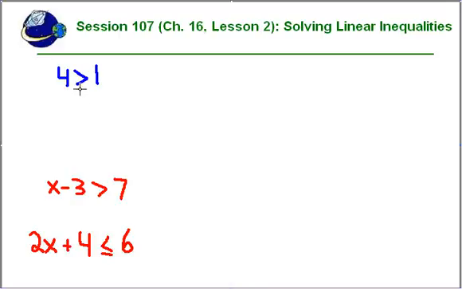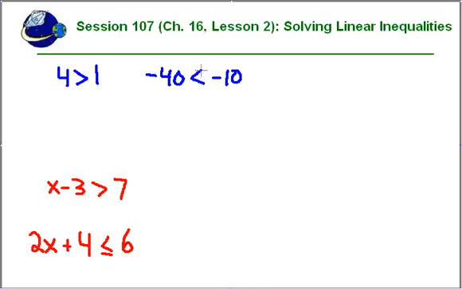But something different happens when you multiply or divide by a negative number. So I'm going to go ahead and write that out over here. Let's go ahead and multiply both sides by a negative 10. Well, 4 times negative 10 is negative 40. And then 1 times negative 10 is negative 10. Is negative 40 greater than negative 10? No. In fact, just the opposite has happened. Negative 40 is less than negative 10.